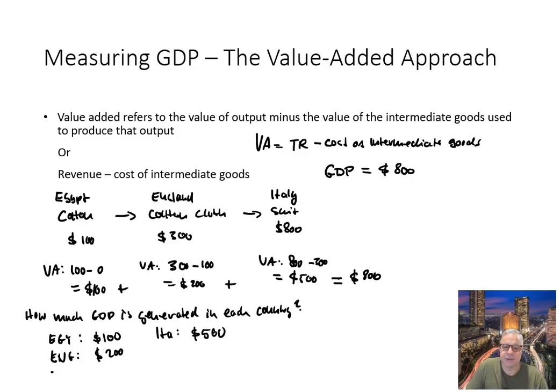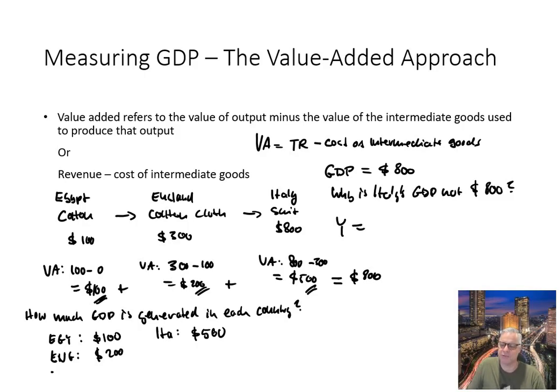Right? So in other words, the contribution to GDP in each country is only the value added. It's not 800. So why is Italy's GDP not 800? Well, the answer is in the definition again of Y.